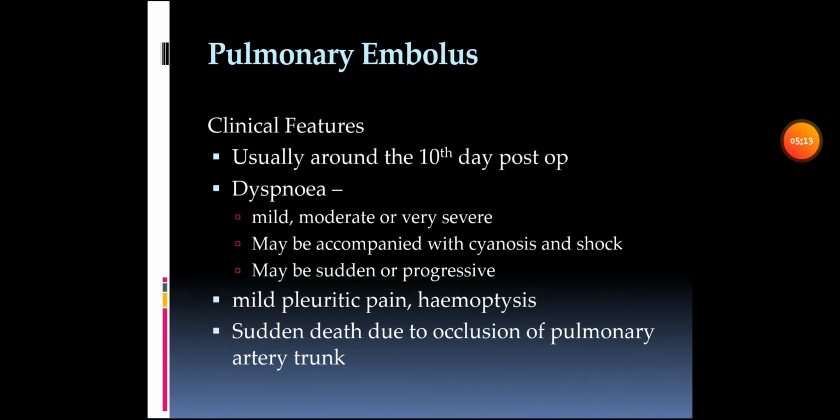What are the clinical features of pulmonary embolism? It usually occurs around the 10th day post-op. It presents with dyspnea, mild, moderate, or very severe. It may be accompanied by cyanosis and shock, and may be sudden or progressive. They will also present with mild pleuritic pain, hemoptysis, and they may present with sudden death due to occlusion of the pulmonary artery trunk.